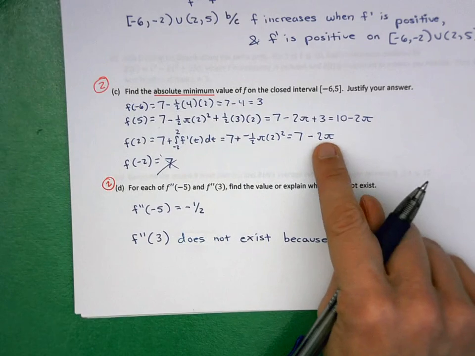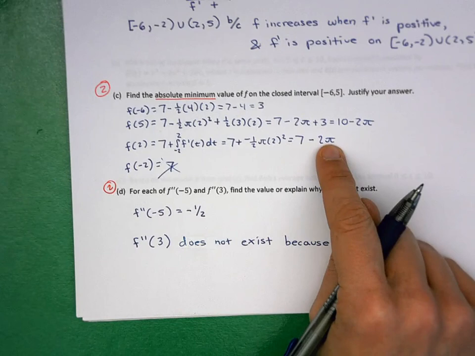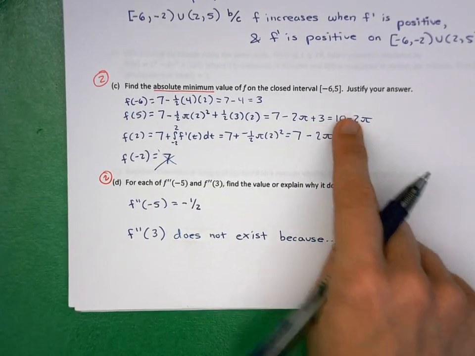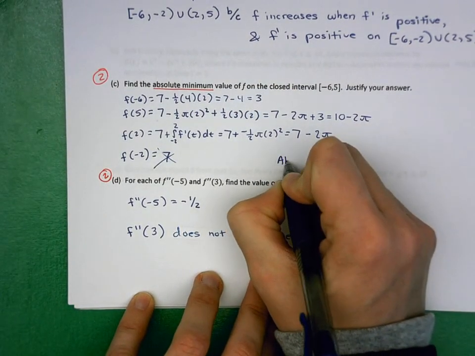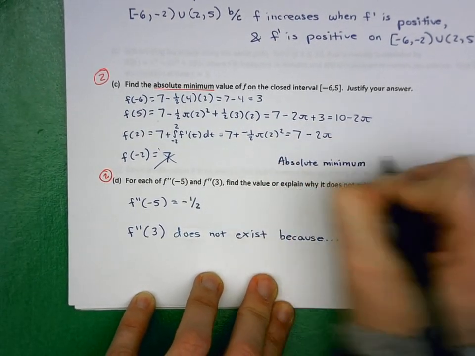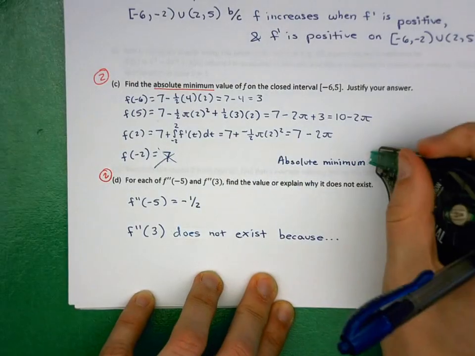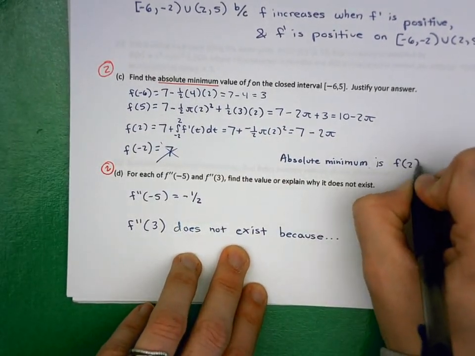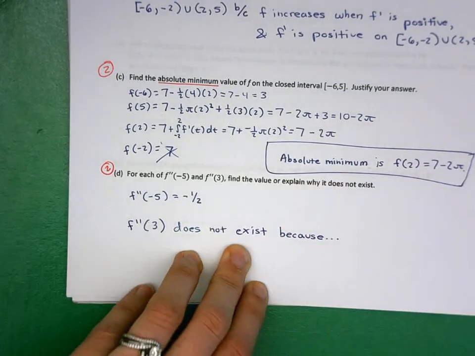Okay? 7 minus 2 pi, well, pi is about 3.2 times about 3 is about 6. And 7 minus about 6 is about 1. And so 1 is the smallest of all of my values here. And so my absolute minimum would be at my f of 2, which is 7 minus 2 pi. Okay.